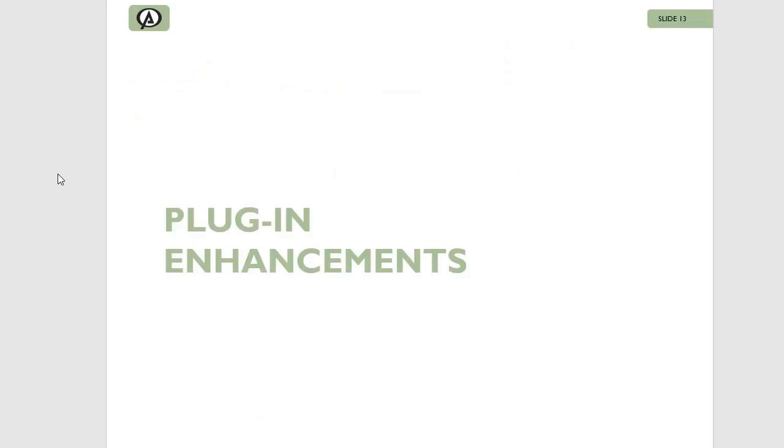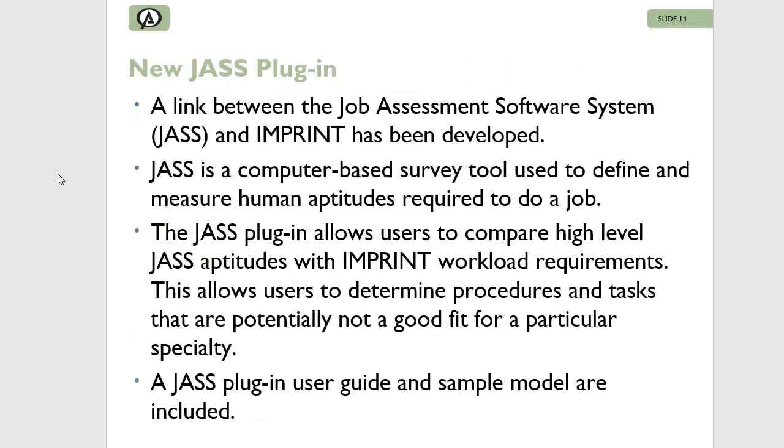We are happy to announce that 2 new plugins have been added to IMPRINT version 4.6. The first plugin is the JAS plugin. JAS stands for the Job Assessment Software System. JAS is a computer-based survey tool used to define and measure human aptitudes required to do a job.